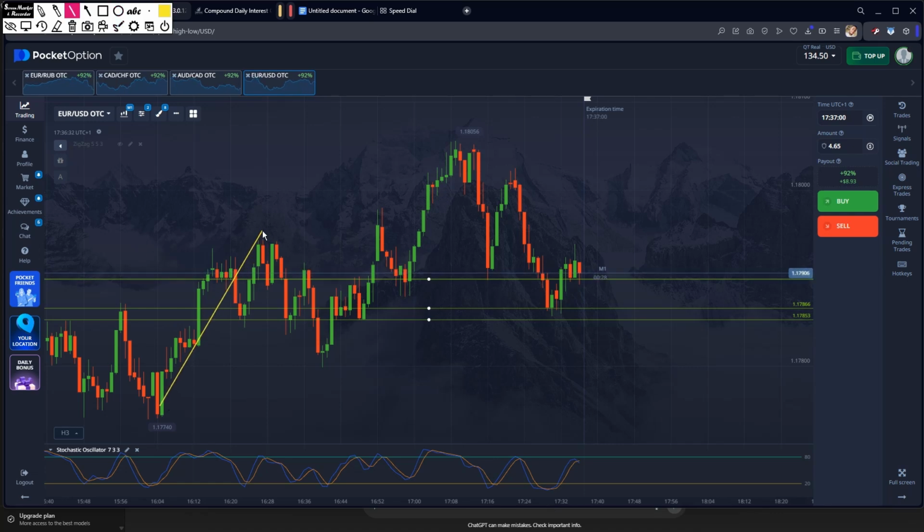moved up here, came here, moved up here, came here, moved up here. There's a minor swing at this point, and that's what this was reacting to. The reason why I took this trade was because I confirmed buyers' momentum with my stochastic. That's what gave me the confidence to still enter this trade.